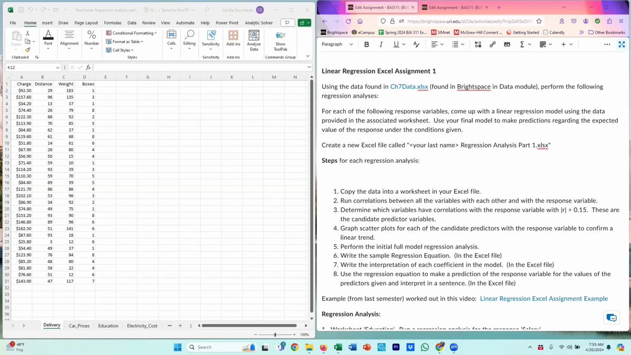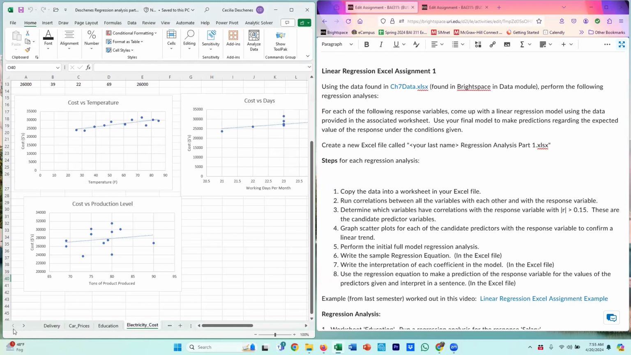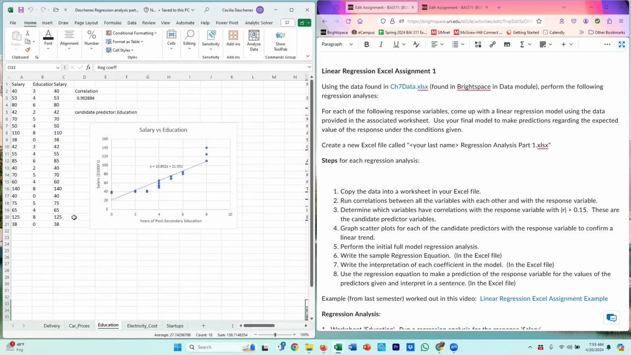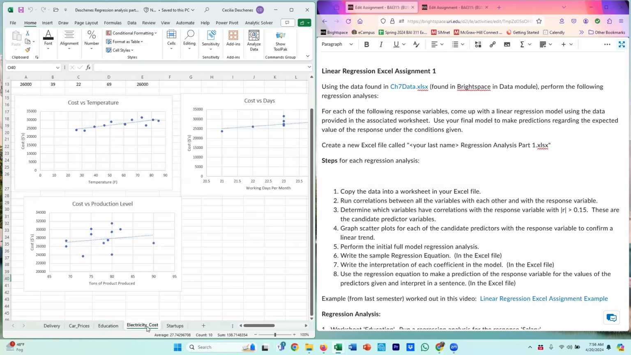Because there are only 2 data sets that you'll be working with for the second regression assignment, this first one, which you're seeing the instructions for on the screen, had 3, right? We had the education, we had electricity costs, and we had startups. And then I told you education, we ended up doing a simple linear regression, and then we did all that. So then we delete that. And then you're going to work with electricity.